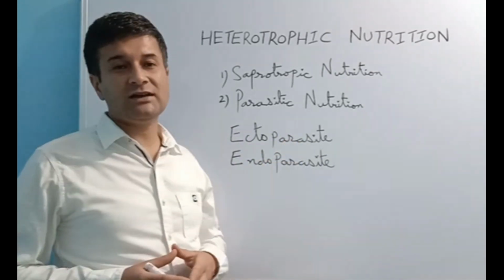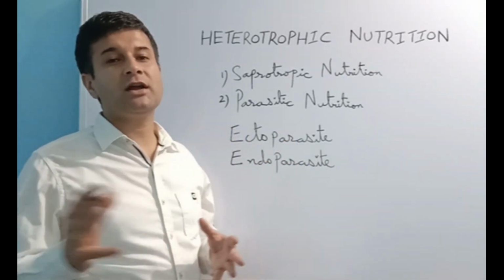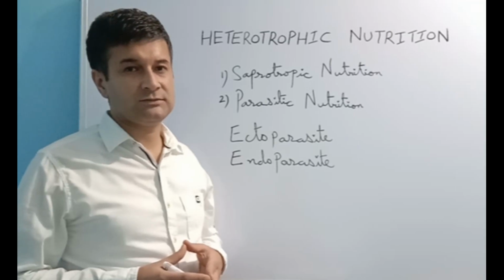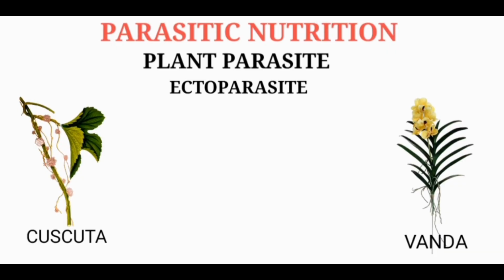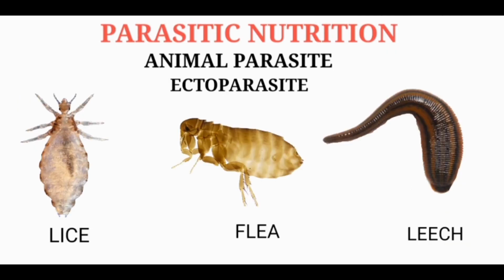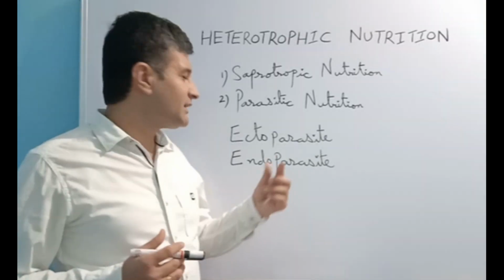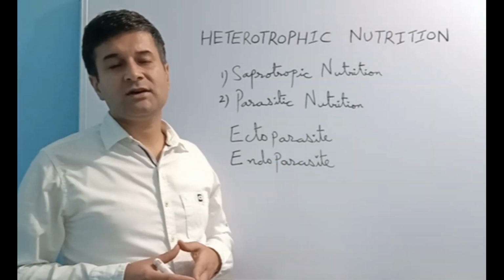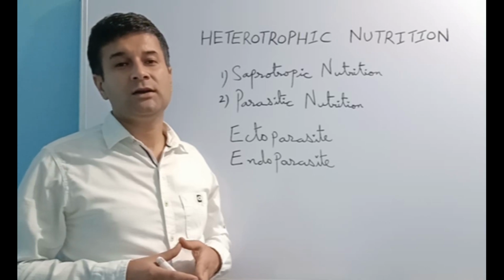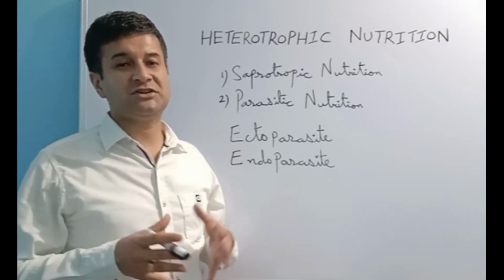An ectoparasite is a parasite which lives outside the body of a living host, whereas an endoparasite lives inside the body of the living organism and derives nourishment.